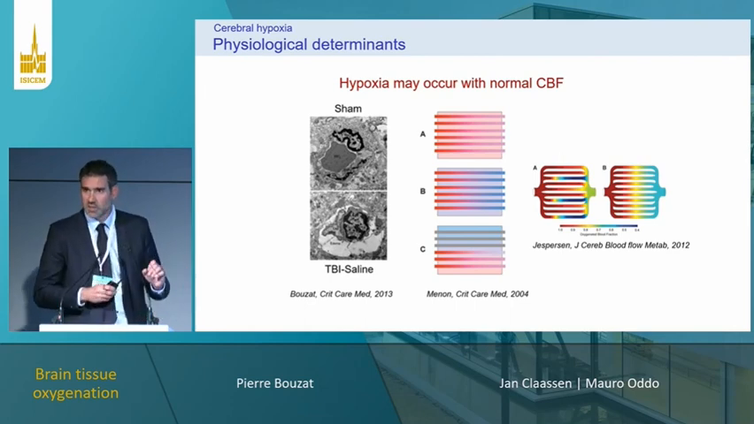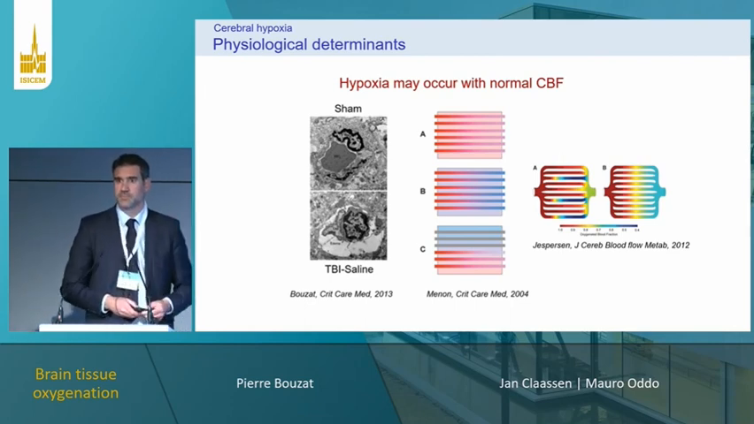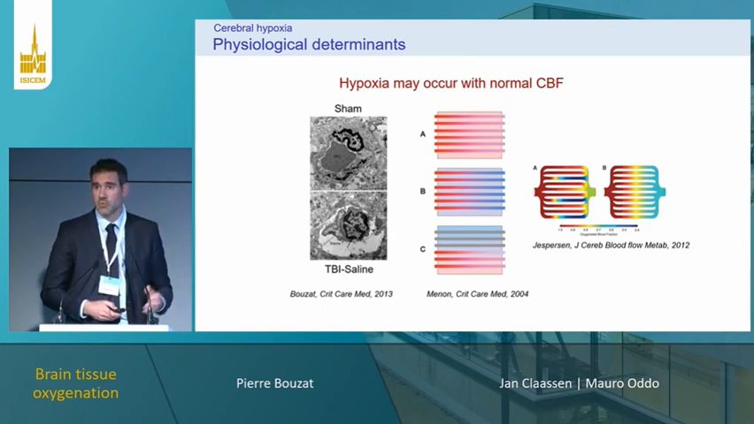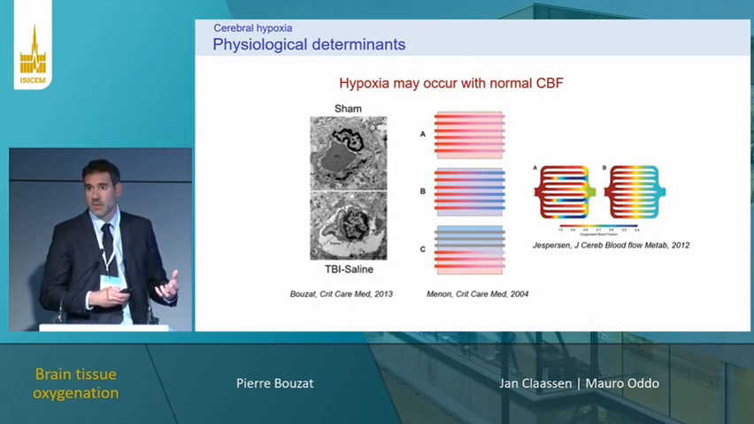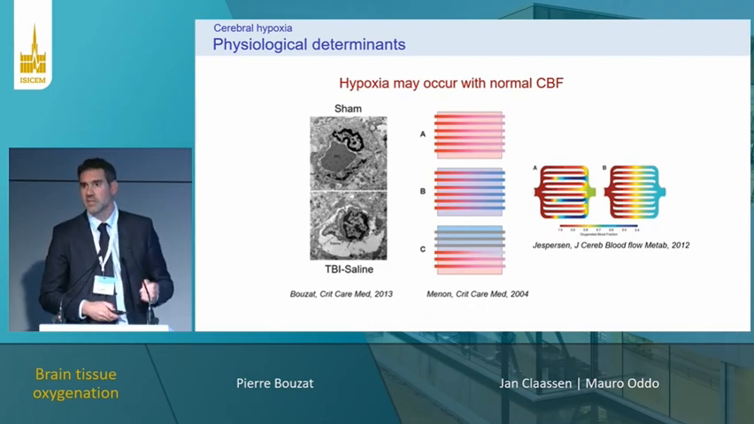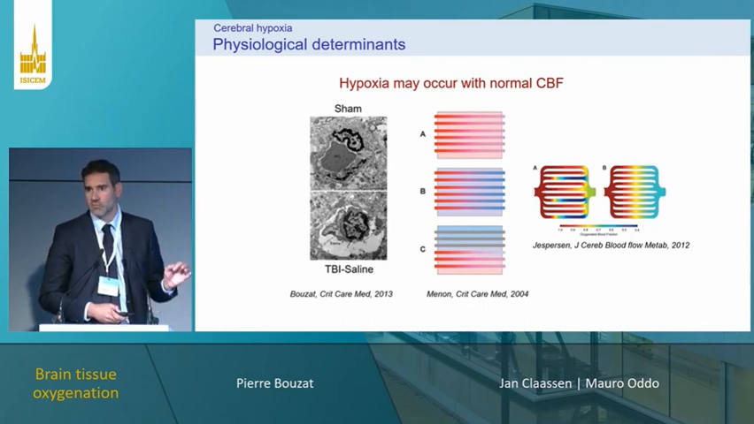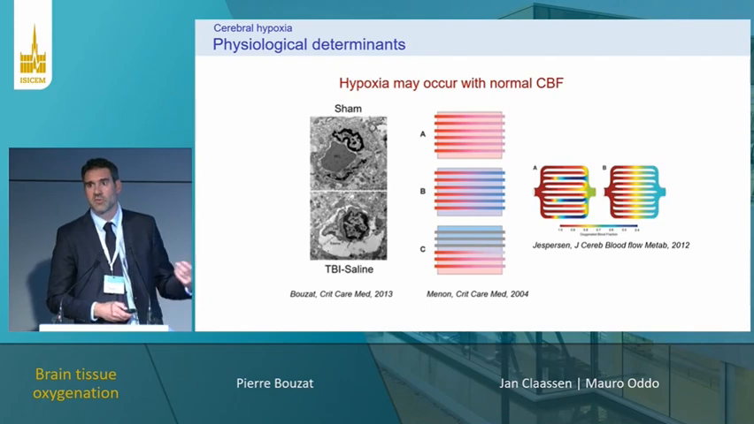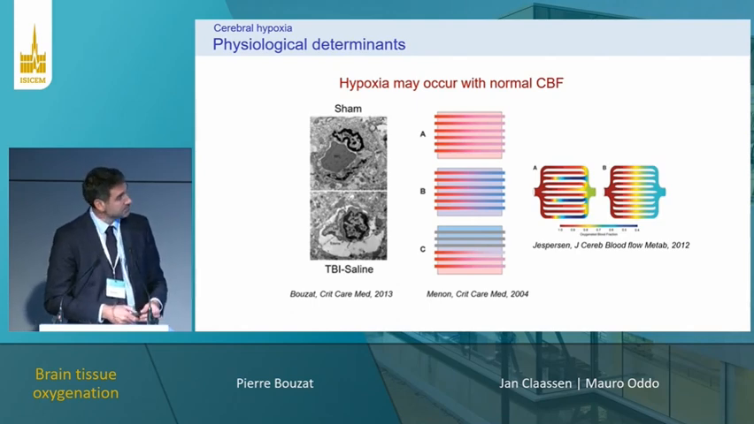Also, variation in the calibers of brain capillaries could act as a disturbance for the transit time of red blood cells into the brain capillaries, and the heterogeneity of mean transit time of red blood cells inside brain capillaries can also explain brain hypoxia.